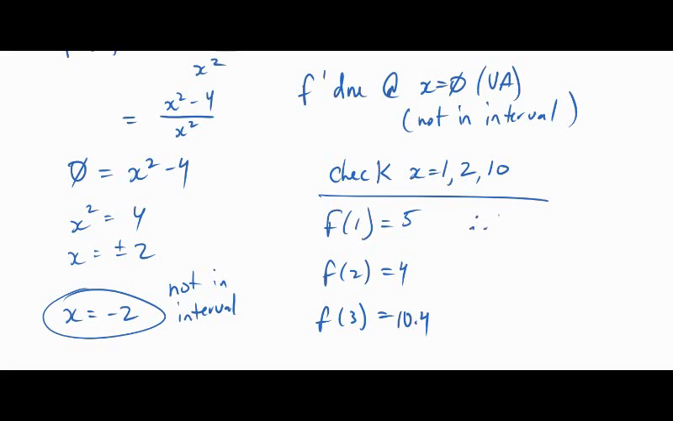Therefore, the minimum is 4, and that's when x equals 2, because it says what's the minimum value and what's the x where it occurs. And the maximum is 10.4 at x equals 10. Don't forget to write your final statement.